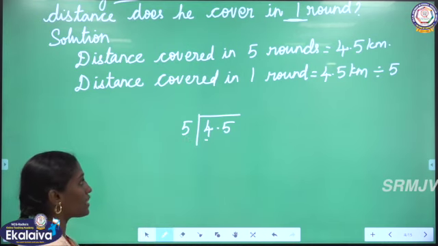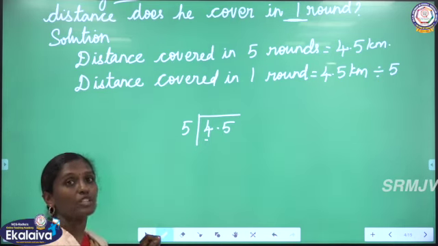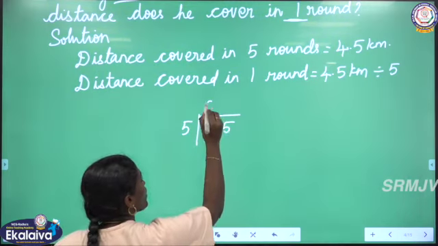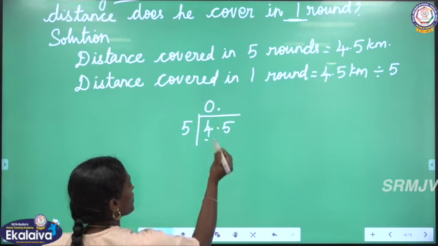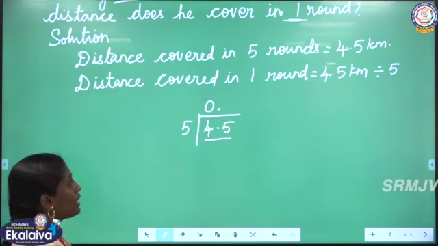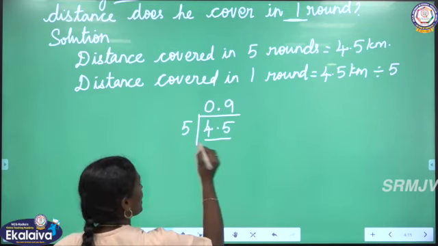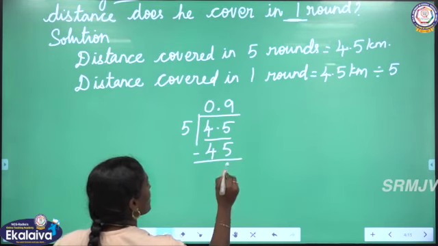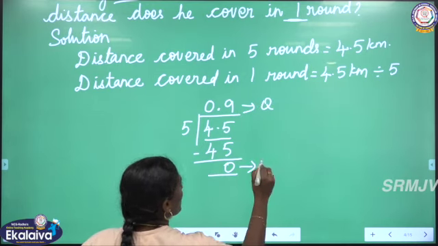So, we have to check the first digit 4, which is less than the divisor. So, we have to take the two digits together. But the second digit is in the decimal part. So, we have to put 0 for the whole number part, and then we have to keep the decimal point in the quotient. After that, we have to take the two digits together. Now, it's 45. In 45, how many times 5 is there? 9 times. 5 nines are 45. Now we have to subtract. 0. So quotient is 0.9, remainder is 0.